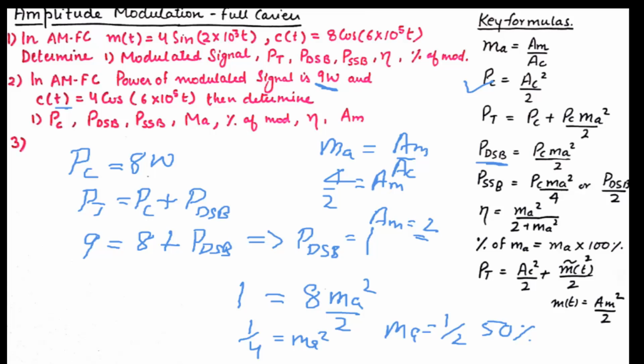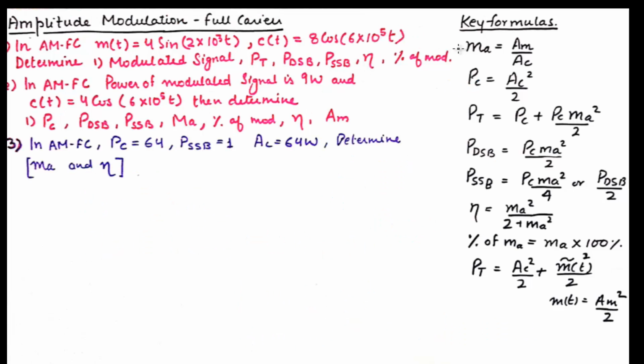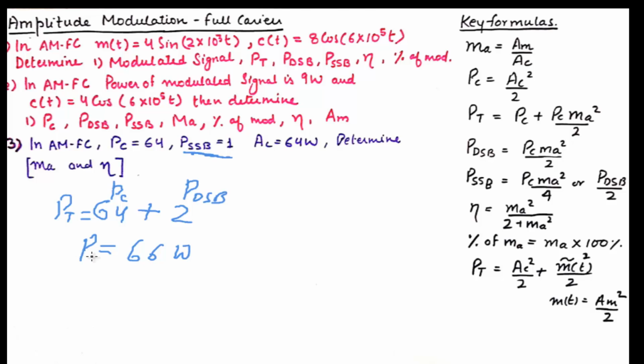Now let's look at another question. And in this question, PC is given. Good. And we know that the total power is PC and PDSB. Now, but PDSB is not given. PSSB is given. PDSB is twice of this. So I'll put a 2 here. So my total is 66 watt. So total power is 66 watt.